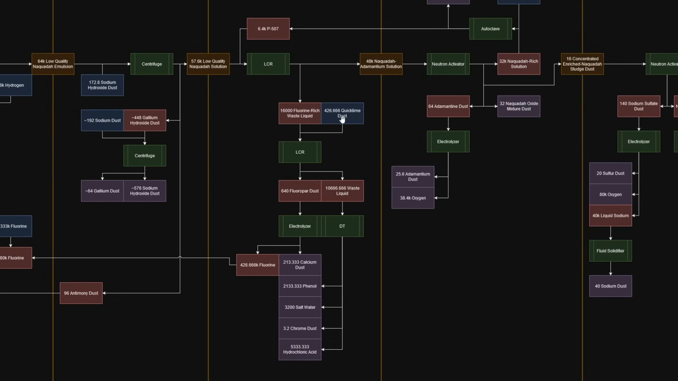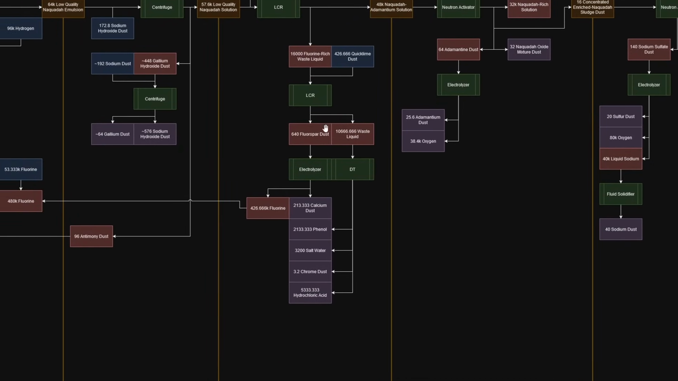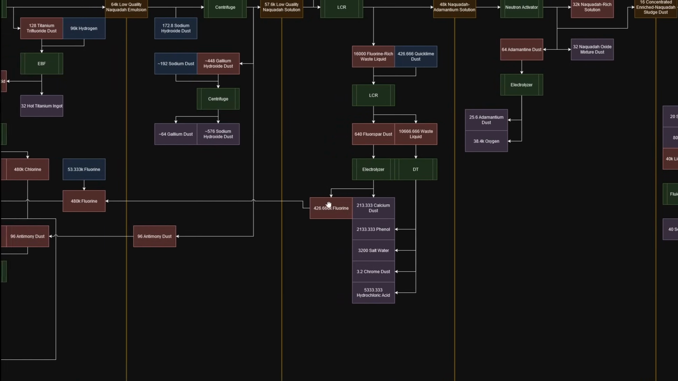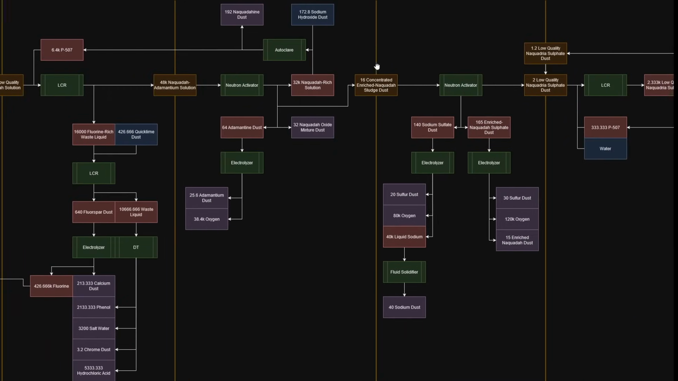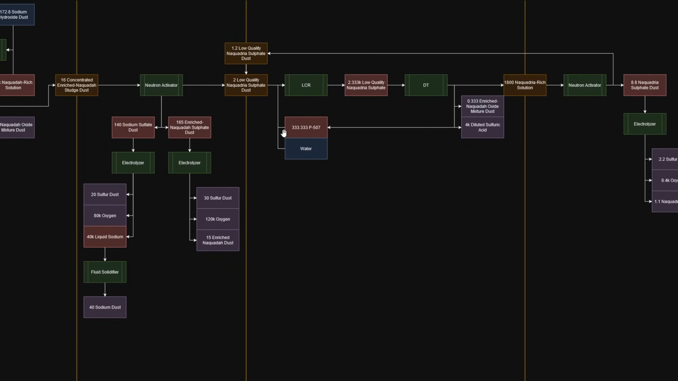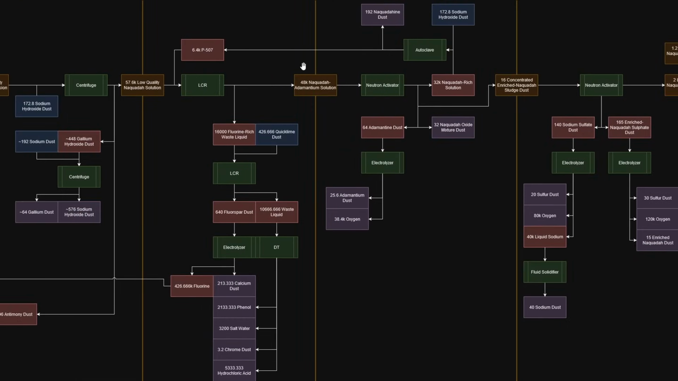This can be combined with quicklime dust in an LCR to get fluorspar dust and waste liquid, both of which you can electrolyze or distill back into a bunch of different products. A lot of byproducts to send back to main storage, and also the fluorine for our partial recycle. The P507 is completely recycled, so I don't need to make more than this amount. I think it's used later on as well. Yeah, there's a little bit used over here as well. So I'm going to make some extra, which shouldn't be too bad.